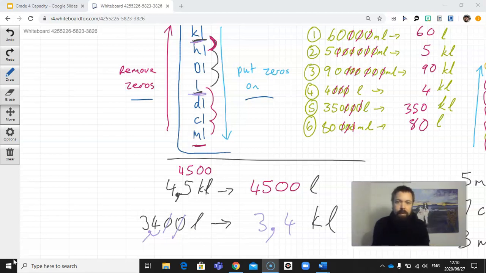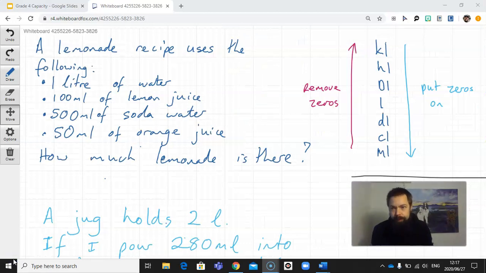Okay, what we're going to do now is have a look at some practical examples with word problems of how you might be asked about capacity. So here's an example. You have a lemonade recipe. This is my lemonade recipe. I've never made lemonade. I just needed to make up something that had different quantities in it so that we could do maths with it. Anyway, there's a liter of water, 100 ml of lemon juice, 500 ml of soda water, 50 ml of orange juice. I don't know why. Just needed something else. So how much lemonade is there altogether? So we're assuming that that's all the ingredients and that there's no actual lemons or anything else that goes in. So that's all that goes in, and we want to know how much there is.